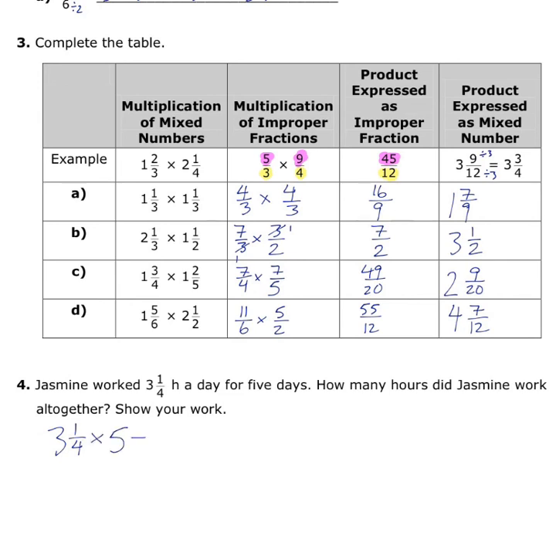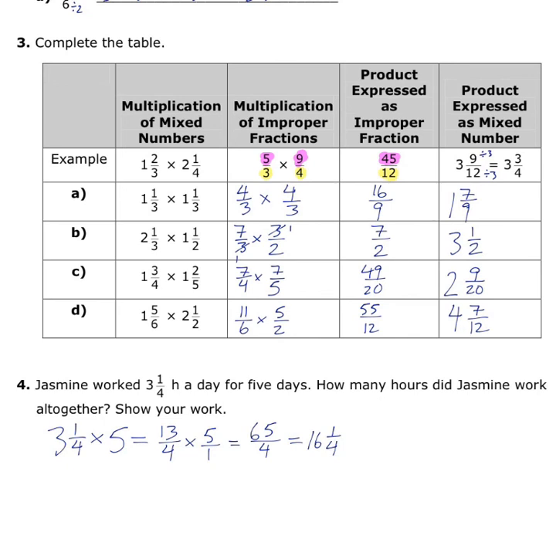So writing these both as improper fractions, 3 1/4 is going to be 13 quarters. And we're multiplying by 5, which is 5 over 1. Now we can do the tops multiplied. 13 times 5 is 65, and 4 times 1 is 4. Now we ask how many times does 4 go into 65? That would be 16 times, with 1 left over out of 4.